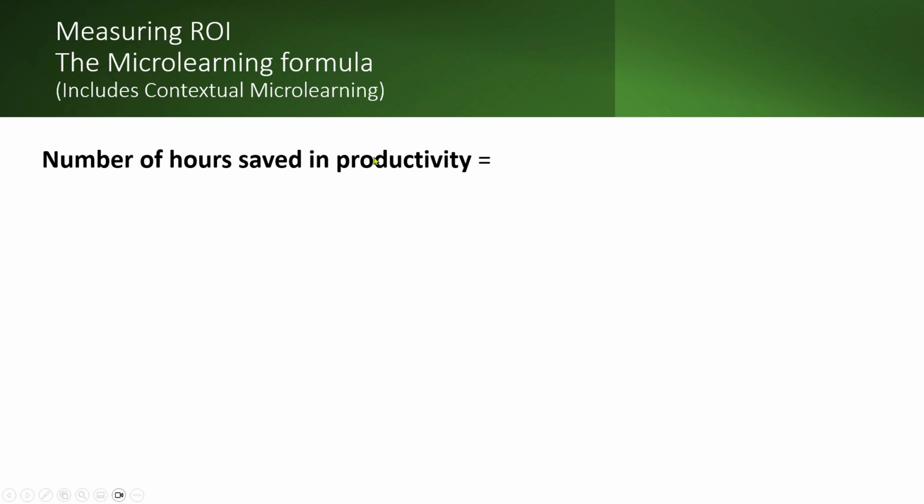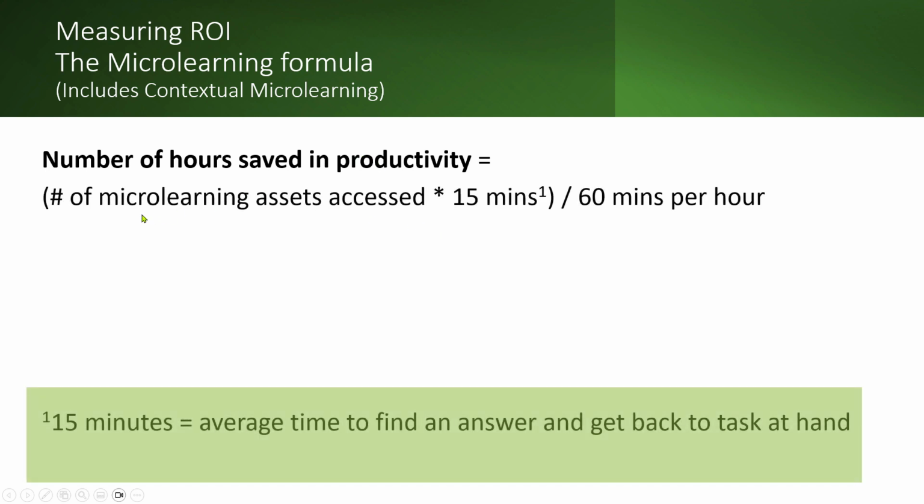First, number of hours saved in productivity. That's how many actual microlearning assets, which could be walkthroughs, videos, inline help, any kind of contextual experience, that were accessed, times 15 minutes. Reason for 15 minutes, that's the average time to find an answer and get back to the task at hand. So we're talking about someone who was deep in a zone working on something. That person had to get out, look for the answer, and then come back in the zone. That's 15 minutes. That's been proven.